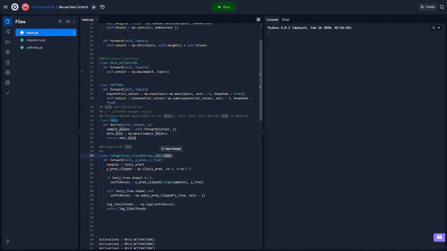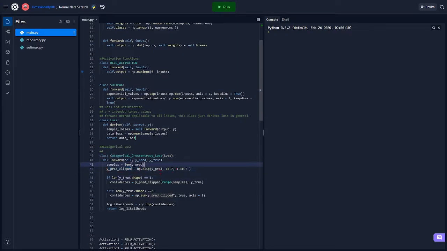So we inherit the loss class as well. Our samples are just dependent on how many Y predictions we have, right? So if our computer predicts 5 different outcomes, that means there could be 5 different classes or classifications for this data set. So samples is basically how many classes there are.